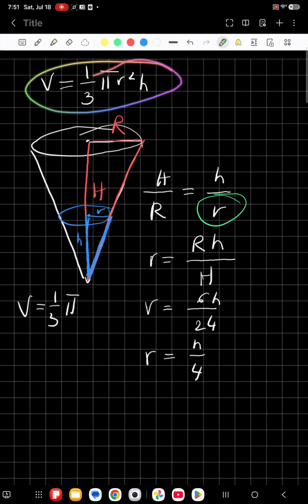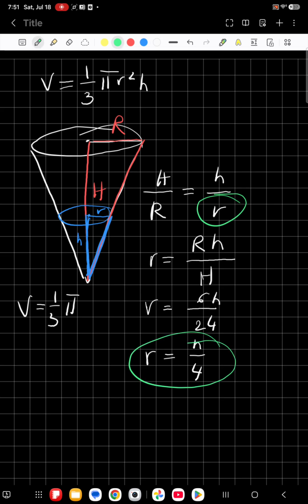Coming up with this formula is relatively easy, but getting rid of one of the variables on the right side is, I think, the most difficult part. Anyway, let's finish the problem. So instead of r squared, I'm plugging it right there. So that's going to be h squared, squaring this quantity, divided by 16, times h.